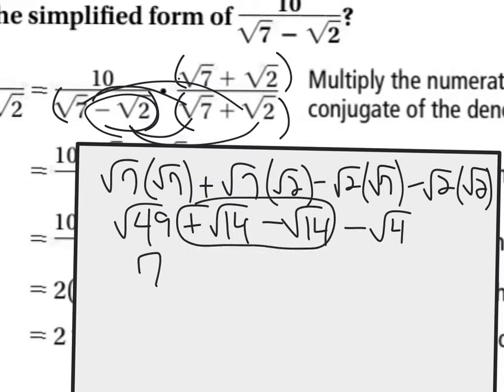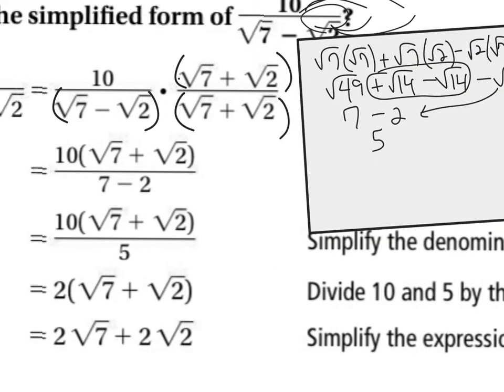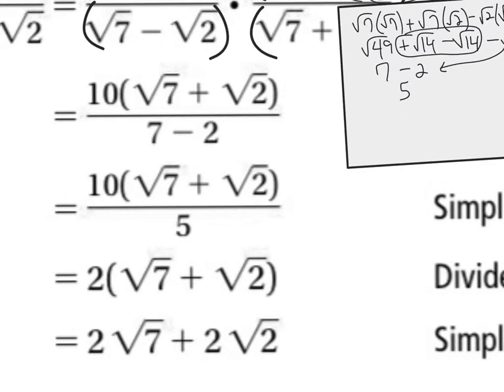So see this part? These are opposites that are just going to cancel. So we end up with 7 minus 2. Square root of 4 is 2. So 7 minus 2 is 5. So that's what the book did. They didn't show all that. They just said, oh, here it's 7 minus 2, and then that's 5.